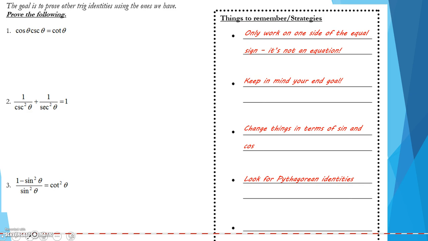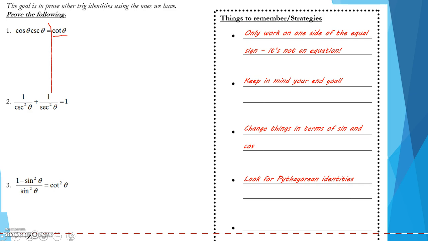And so if we're looking at the first one, I'm going to put my line down through the equal sign. You can only choose to work on the left side or the right side. And so I always try to do the left side first. And our end goal right here is to get cotangent. We're trying to figure out how we can get cosine times cosecant to equal cotangent.